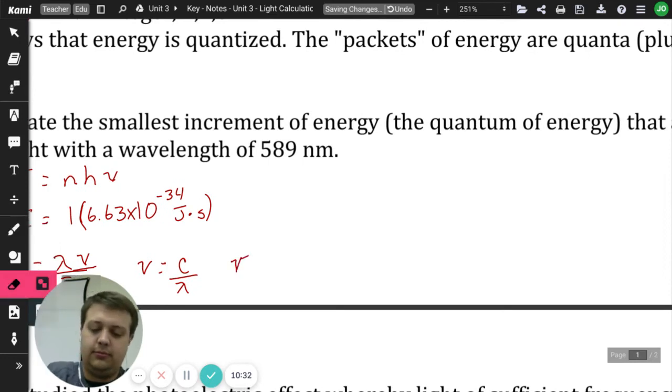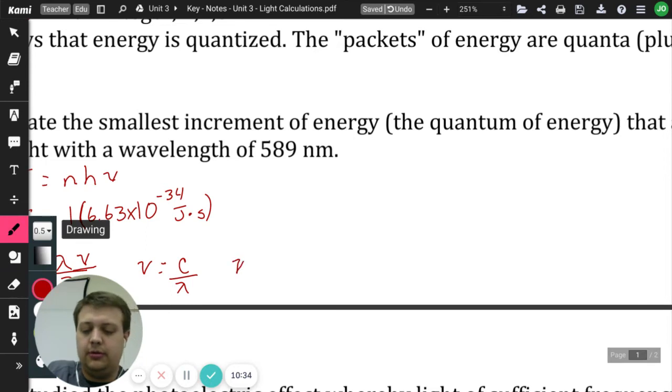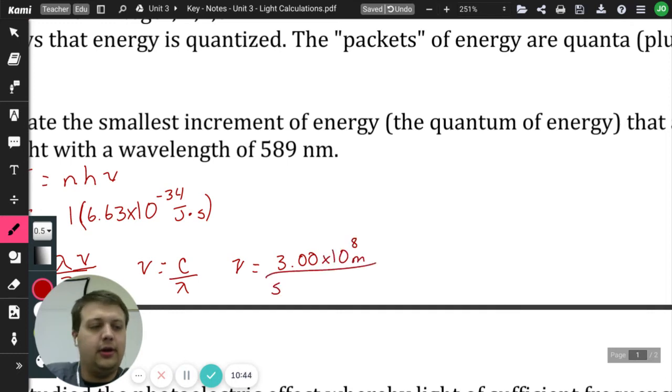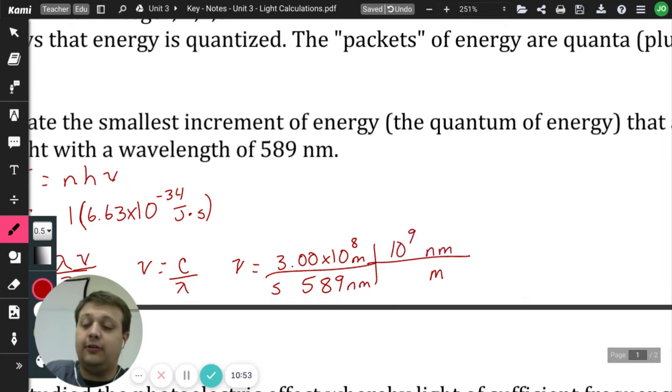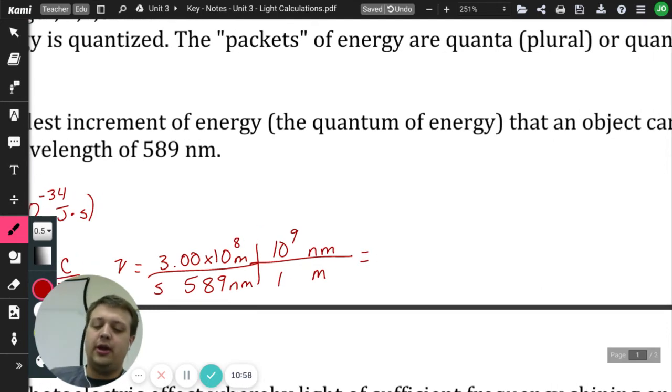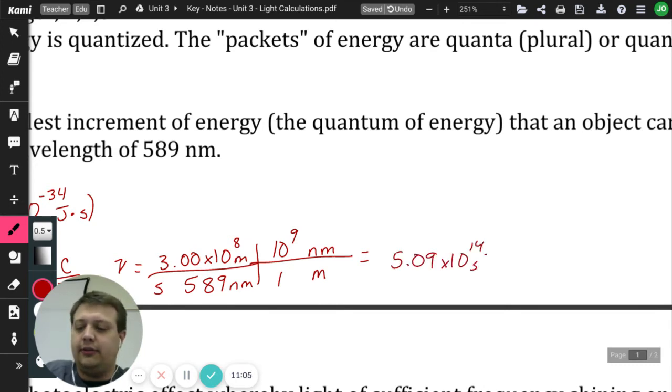Frequency equals 3.00 times 10 to the 8th meters per second divided by our wavelength, 589 nanometers. Convert that from nanometers into meters. This is the same problem we just solved in the previous one, right? Okay. And we are going to get 5.09 times 10 to the 14th s to the negative 1.